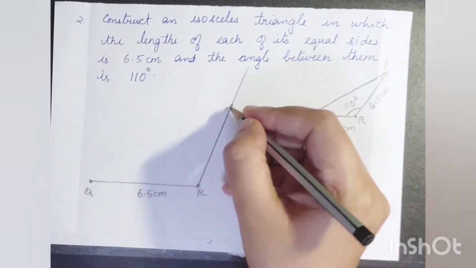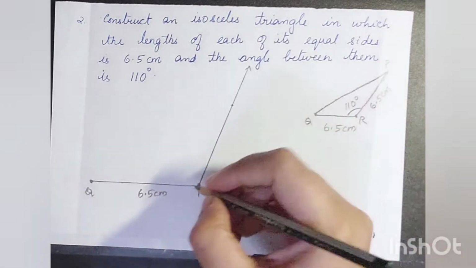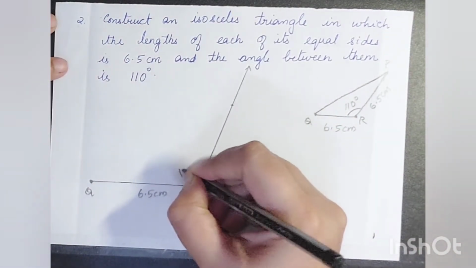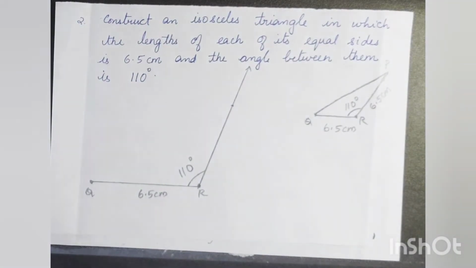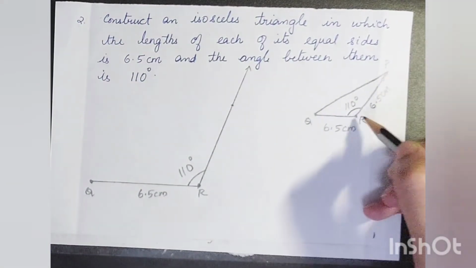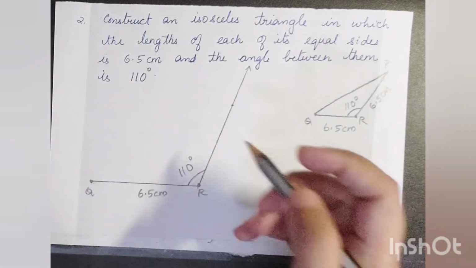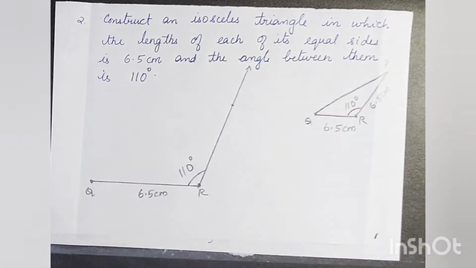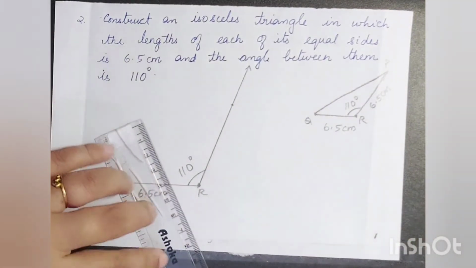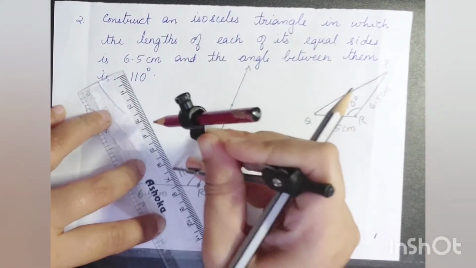Okay? So this is our 110 degree line. Okay. Now what is the third thing which is given? PR is equal to 6.5 centimeter. Correct. So the point P lies somewhere in this line. Right. So for locating that, we have to take the measurement 6.5 in our compass.